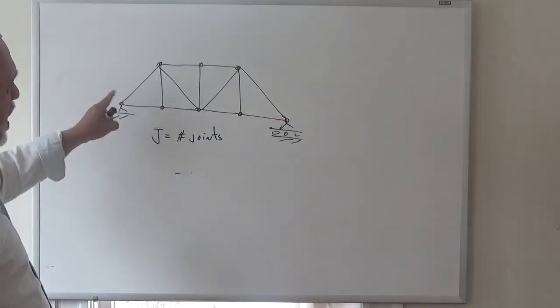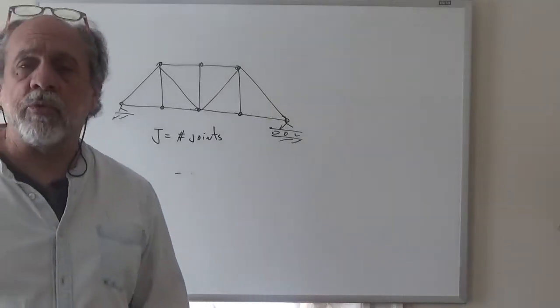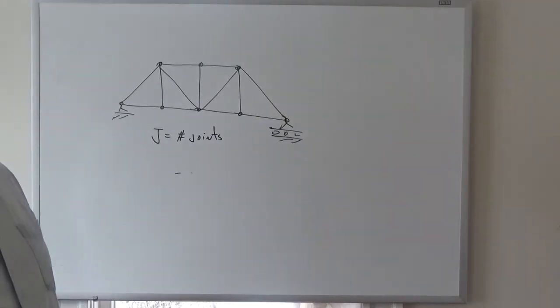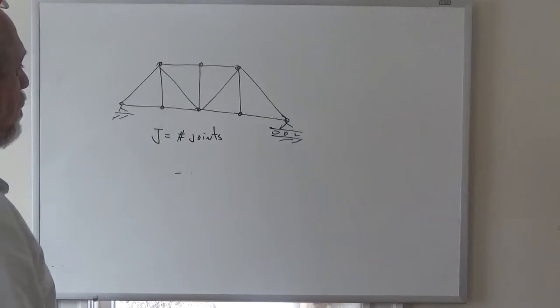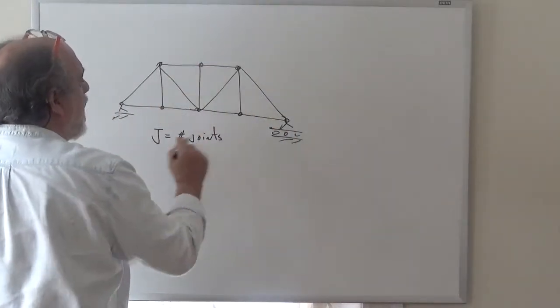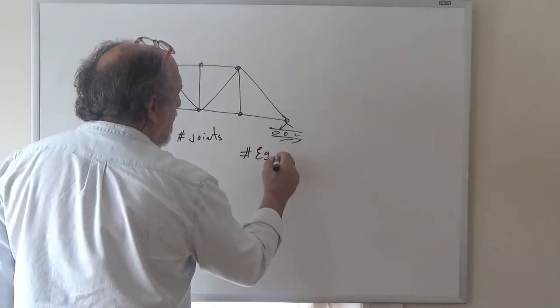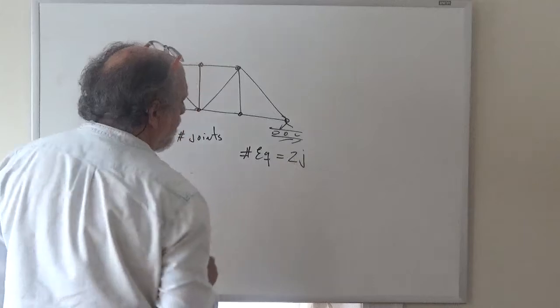Now, how many equations could you write at every joint? Well, if you look at a free body diagram of each joint, you could write two equations, right? Because some of the moments would make no sense. It's a point. So if you took free body diagrams around each joint, you would have 2 times the number of joints for equations. So the number of equations equals 2 times the number of joints.